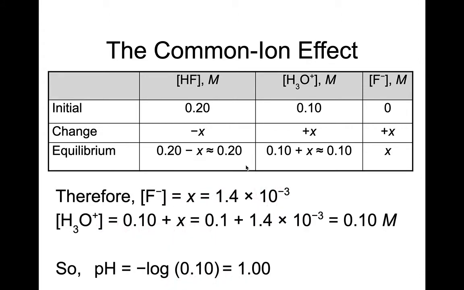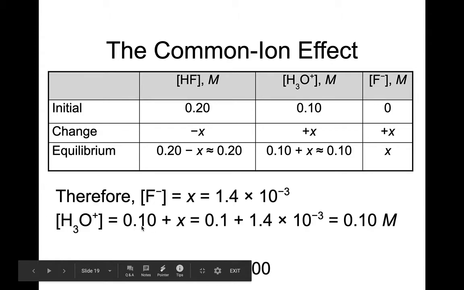We plug x in to get our equilibrium concentrations of these values. So we know our final concentration of fluoride ion is going to equal x. We can calculate our final concentration of hydroxide ion. Again, notice here explicitly why this assumption works.